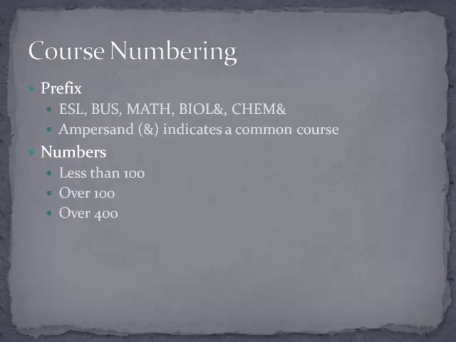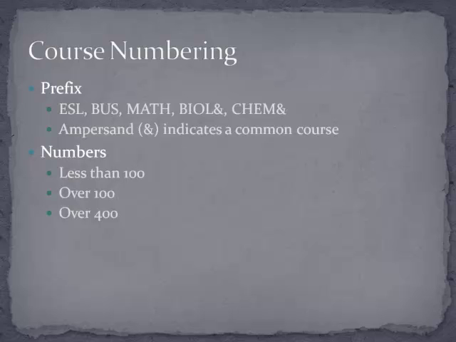At the Washington State community colleges, we have many new prefixes, which include the ampersand, which is the "and" symbol. And it means that the class has a common course number, which is a shared number between different Washington State schools, which makes it a lot easier to transfer from one school to another.